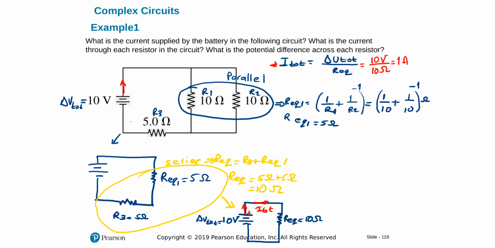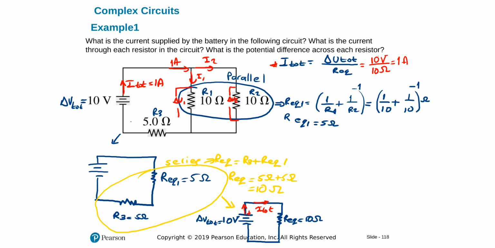And I was asked to find the current passing through each resistor. I know I total now, and that's 1 ampere. Let's see if I can solve for anything simple. Using the junction rule, 1 ampere here will be divided into two, I1 and I2. And I know these guys have the same potential difference. Let me show them here: delta V2 is equal to delta V1.